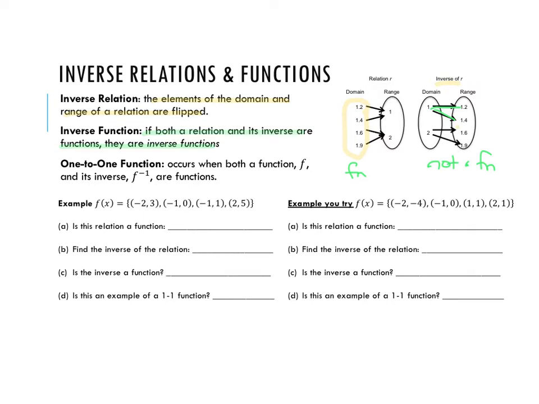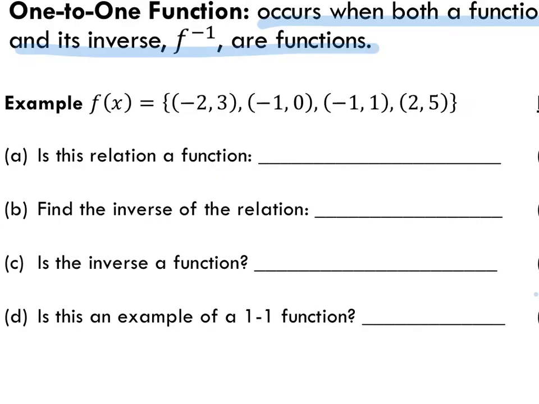A one-to-one function occurs when both the function f and its inverse f inverse are functions. And that brings us to our first problem. Notice in letter A, we are given a relation, and I want to know, is this relation a function?